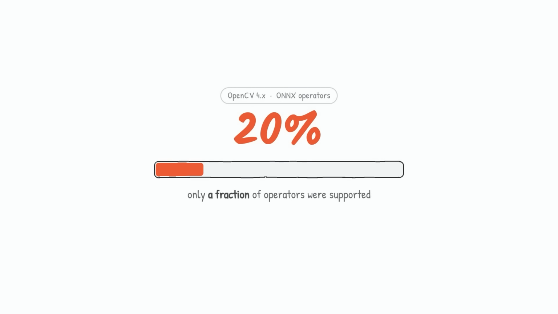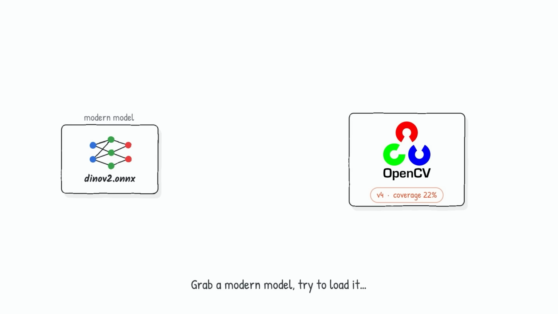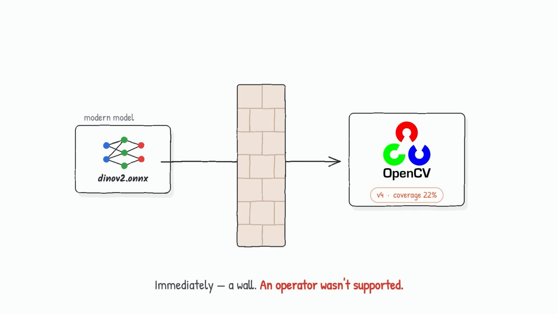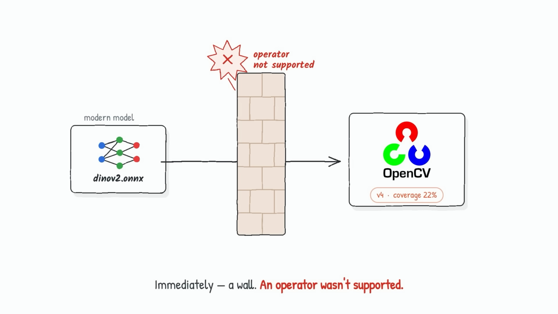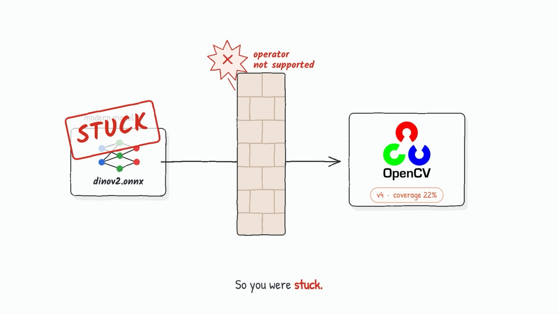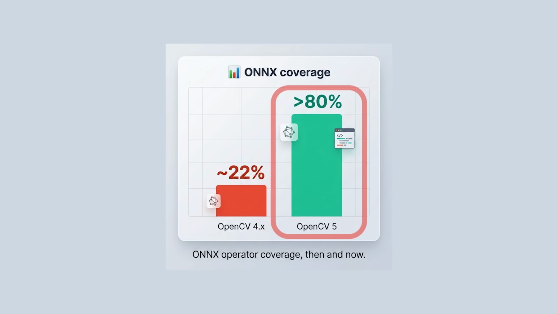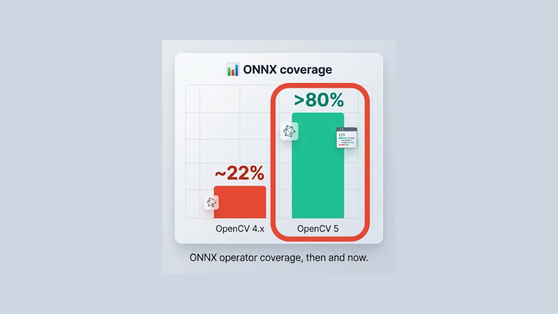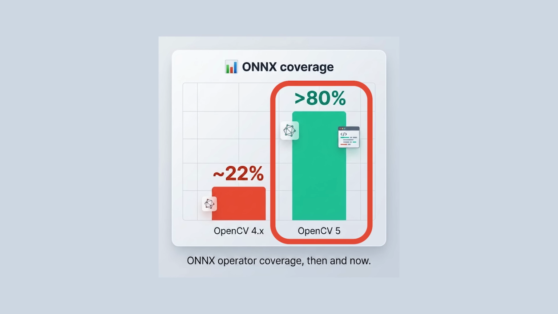And 22% coverage meant that more often than not, you'd grab a modern model, try to load it, and immediately hit a wall. Some operator wasn't supported, so you were stuck. But OpenCV 5 brings that coverage up to 80%. So now this library runs most of these models out of the box. And the reason it jumped so much is because of how they rebuilt it.